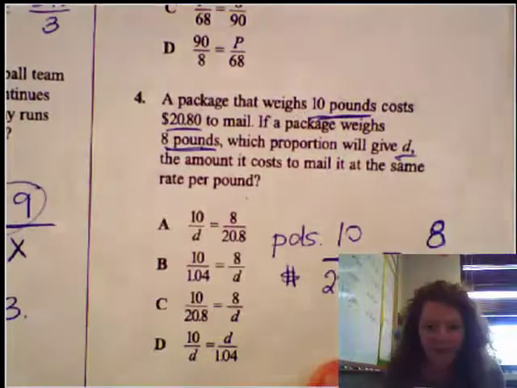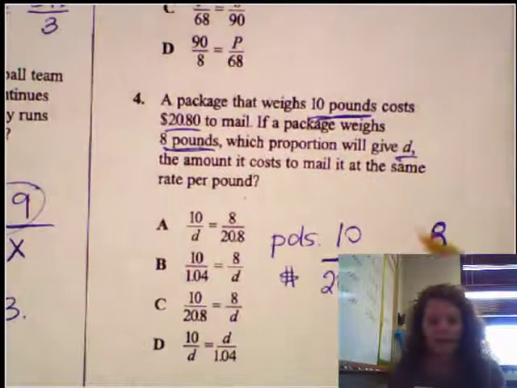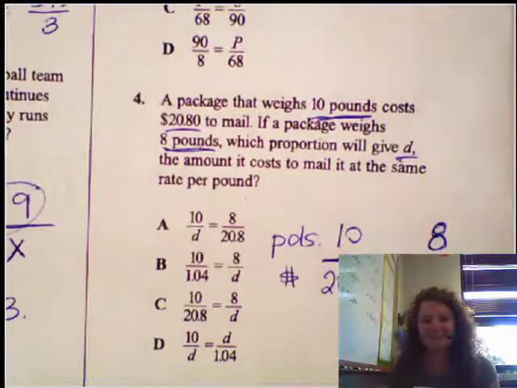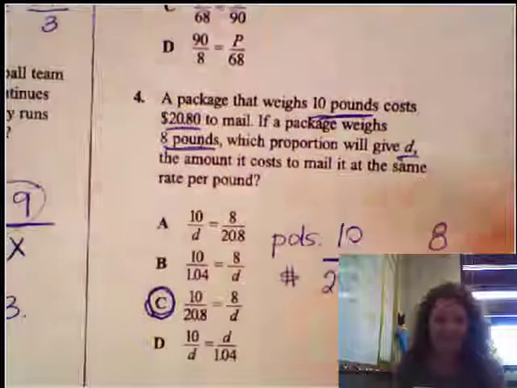All right, before you jump in and start solving it, we just have to match it up. Is there one that looks just like ours? 10 over 20.8 equals 8 over D. And sure enough, there it is, C.